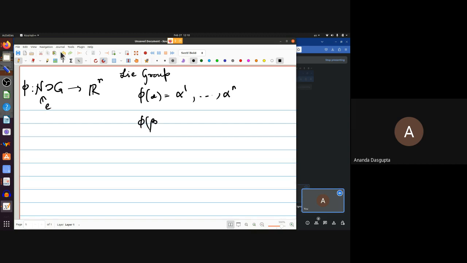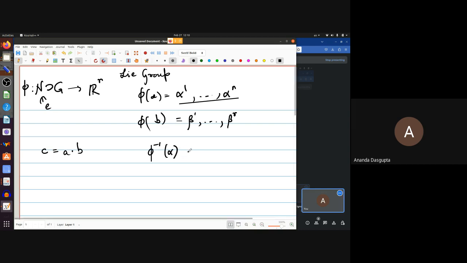Phi of B would be beta 1 to beta R, and so on. And we also said that since the major thing that you can do in a group, in fact, the only thing you can do, is multiply elements, you should be able to tell me, given the fact that the parameters uniquely tell you what the element is. So if I know this, I know A, which is phi inverse of the alphas, and you compose it with phi inverse of the betas, the resulting element is, of course, okay, what is this?